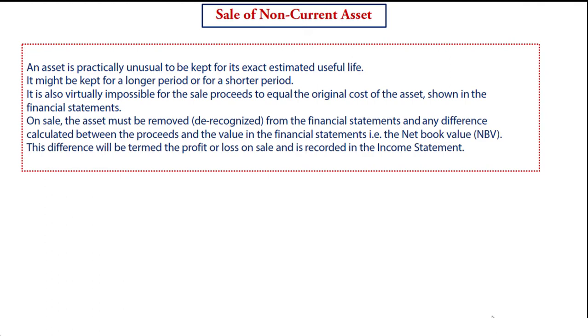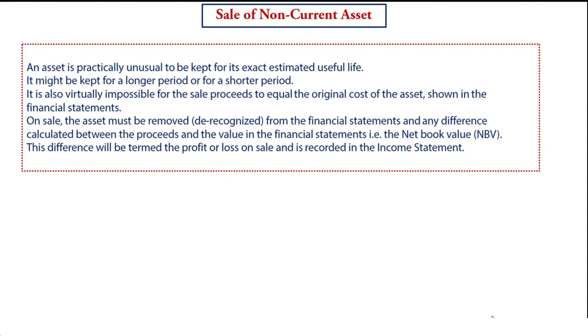So, it is practically unusual for an asset to be kept for its exact estimated useful life. It might be kept for a longer or shorter period, depending on the decisions by the management or its activities. It is also virtually impossible for the sales proceeds to be equal to the original cost of the asset, which is shown in the financial statement.